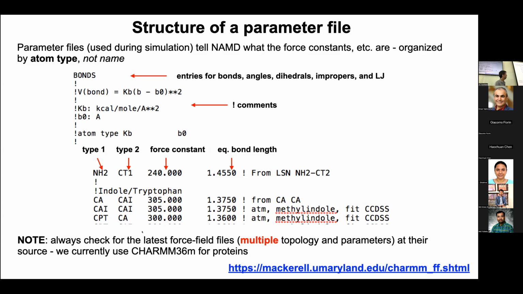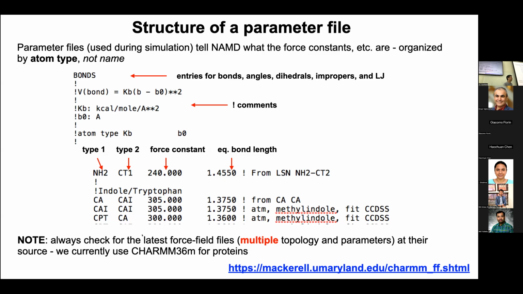And then so on and so on. Important thing to note, there are going to be some of these topology and parameter files distributed with the tutorials. When you go to do your own production simulations, always go look for the latest files. It's not a guarantee that we keep the tutorials up to date with the latest and greatest.